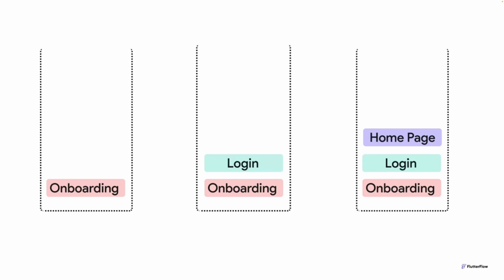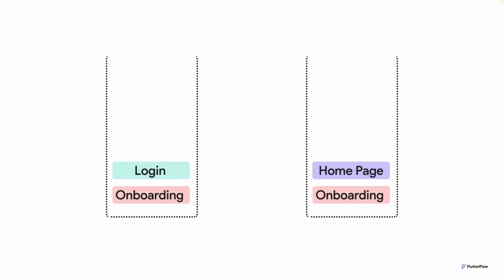Let me give you one more time a better example. If a user moves from onboarding page to login page and then to home page, they usually go back to login when pressing the back button on the home page. But if you enable replace route on login page, pressing the back button on home page will take them directly back to the onboarding, skipping the login page.